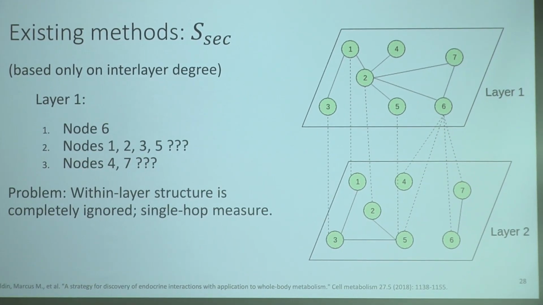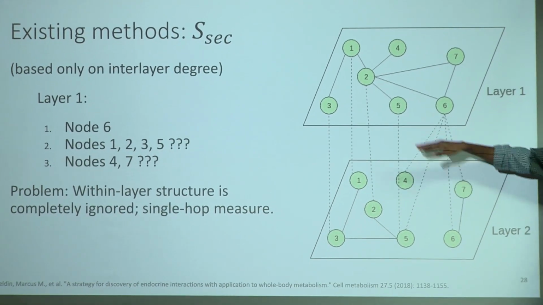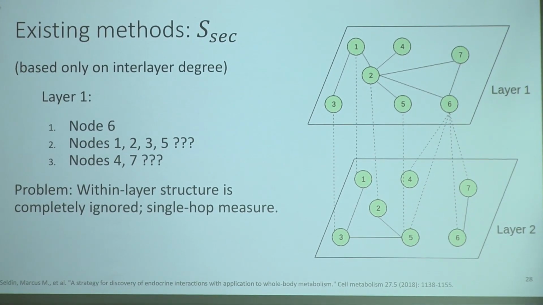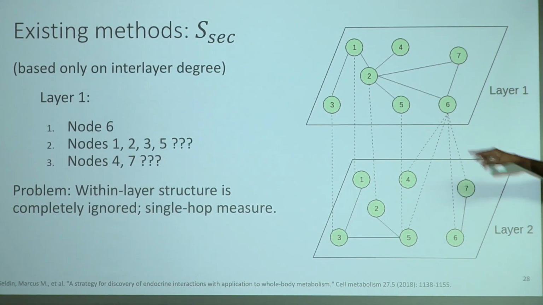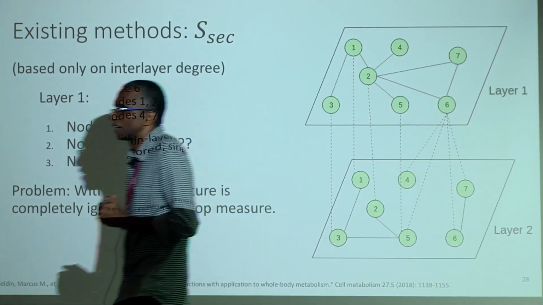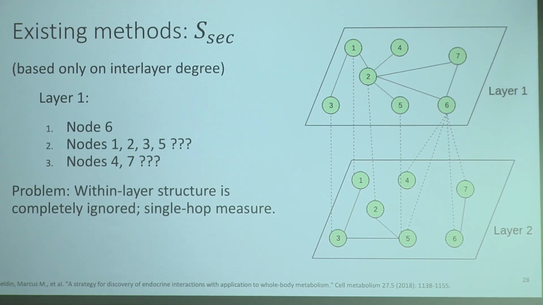So we want to be able to exploit both this multi-hop connectivity and this multi-layer connectivity. Existing methods such as SC will directly look only at these number of dotted edges, the interlayer degree. So that will not be quite ideal. We want to also pick up node 2 in addition to node 6.